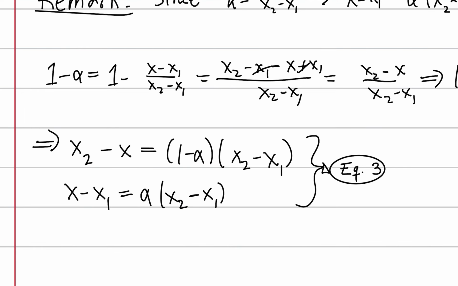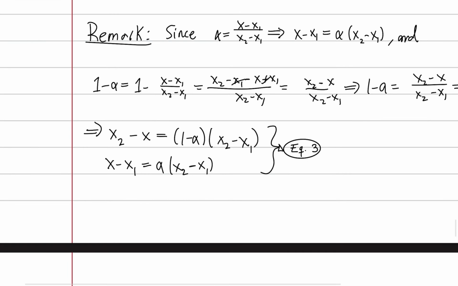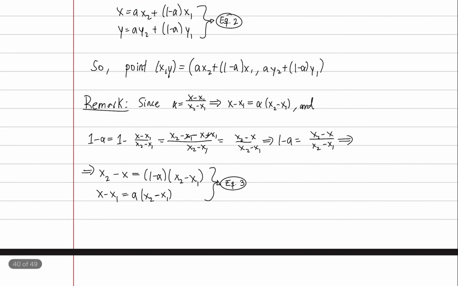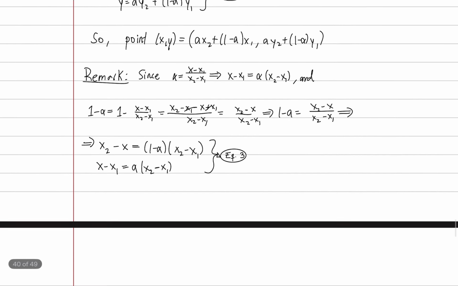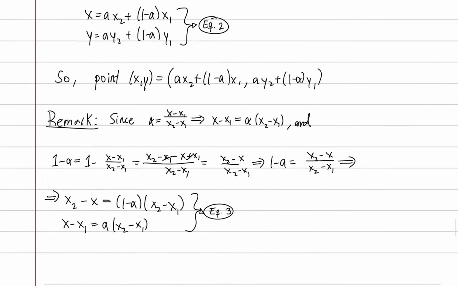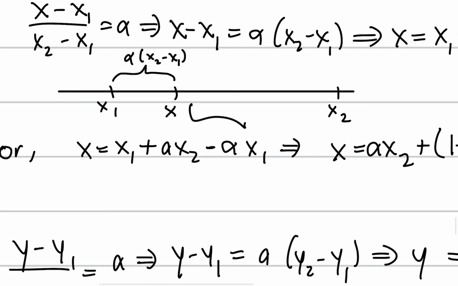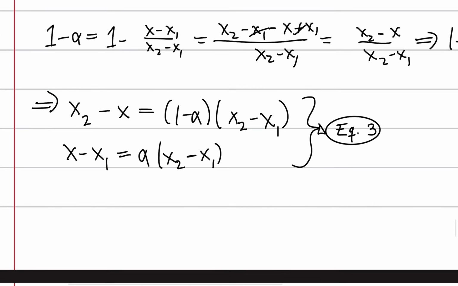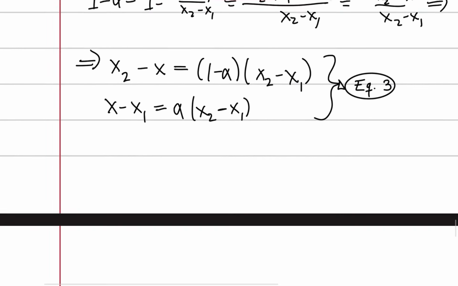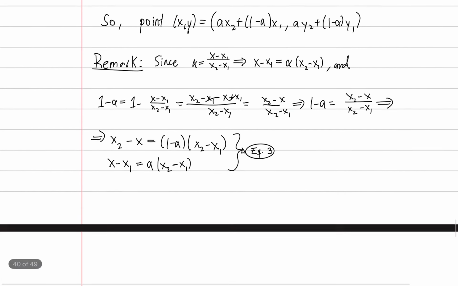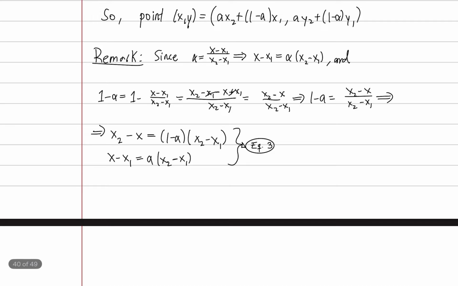And hopefully you know how to subtract fractions, right? x2 minus x1 minus x plus x1, over x2 minus x1, and the x1's cancel out. So we get x2 minus x over x2 minus x1. And if you want to confirm this, 1 minus alpha is x2 minus x over x2 minus x1. Notice x2 minus x happens to be this distance right here. So of course that's 1 minus alpha. That makes sense, right? And here we get equation 3, an equation for x2 minus x and x minus x1, okay?